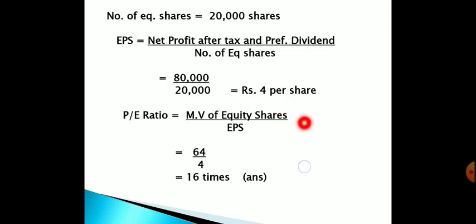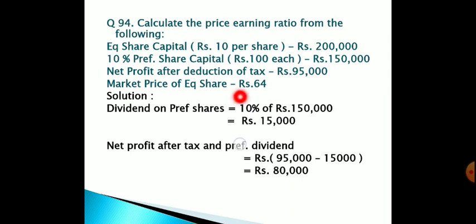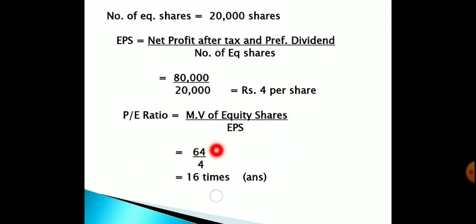Now the formula for price earning ratio is market value of equity shares divided by earning per share. In the question, the market price of equity share is rupees 64. So 64 divided by 4 is equal to 16 times. Keep in mind that the price earning ratio is expressed in times, while earning per share, since it is the earning on each share, is expressed in rupees.